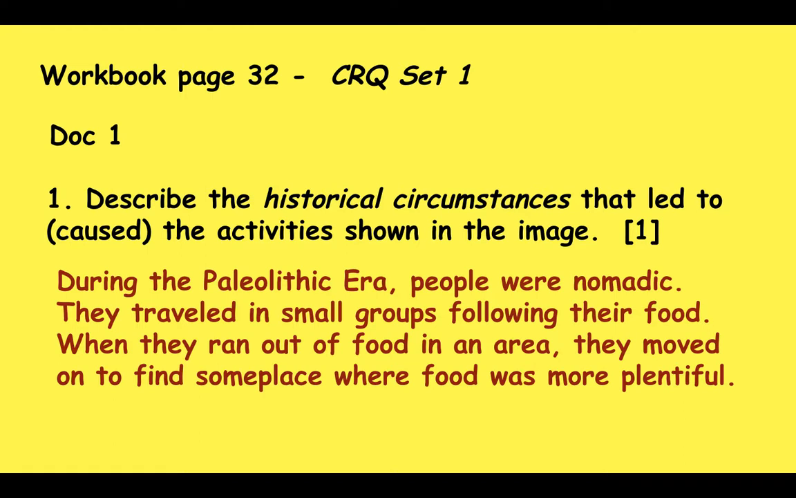You also see a woman in the foreground and she's got a child on her lap and it looks like she's preparing food. So I said that this must be during the Paleolithic era. I said people were nomadic. They traveled in small groups following their food. When they ran out of food in an area, they moved on to find some place where food was more plentiful. So when they used up all their resources, how could I tell this was the Paleolithic period?